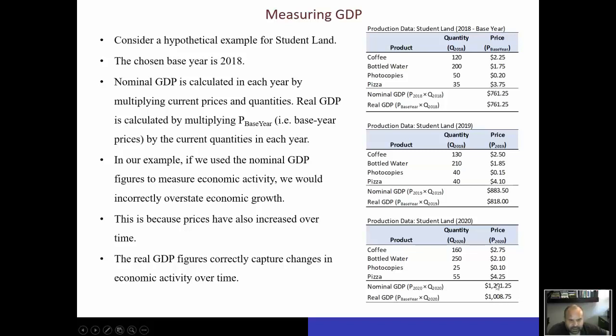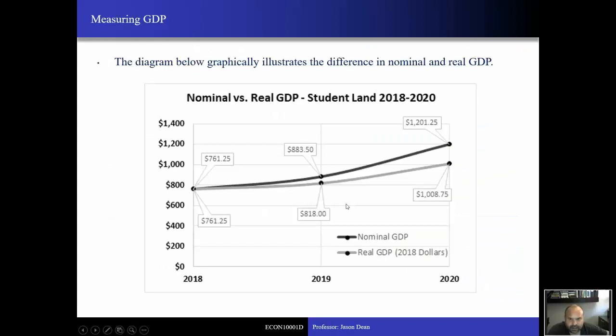So again, it's less than this because prices also increased between these 2 years. So this series of real GDP figures, we can compare over time and say that the changes in them are due to changes in economic activity. If we draw these on a graph, we can visualize the difference between the two.